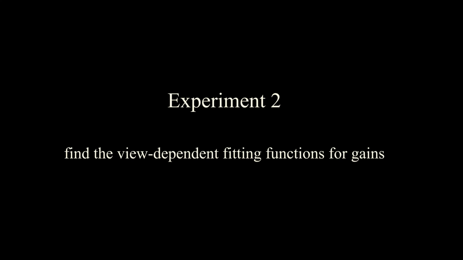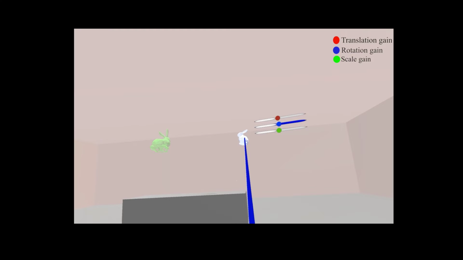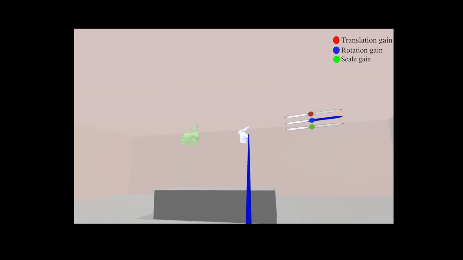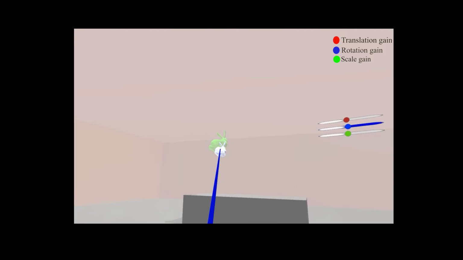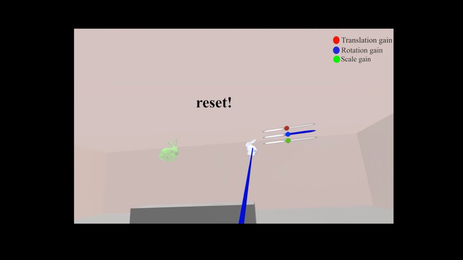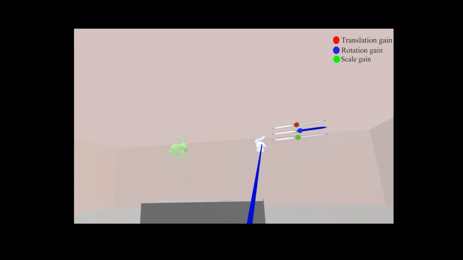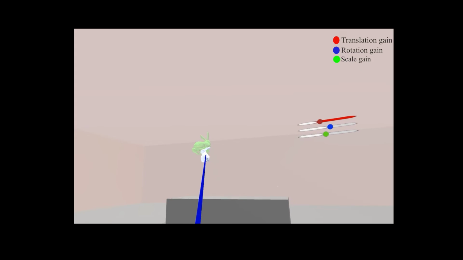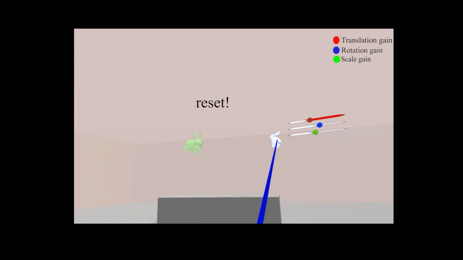We design an experiment to explore the relationship between the visual metrics and manipulation gains. The task is to ask the user to adjust the gain during manipulation multiple times until he feels the most appropriate gain. Start with initial gains generated by averaging maximum and minimum gains of the last experiment. If the user thinks the current gains are small or large, he presses the reset button to put the object back to the starting status, increase or decrease the gains, and then manipulate the object to the target. This process is repeated until the user thinks the current gains are appropriate.